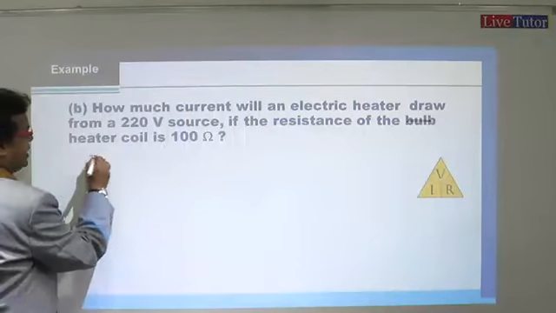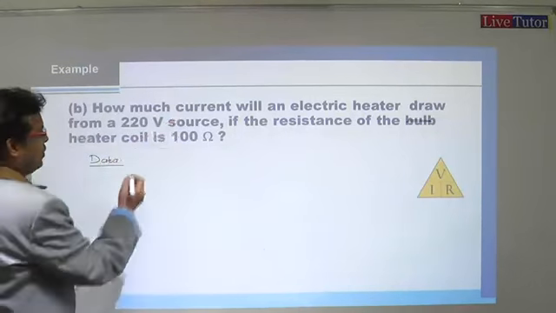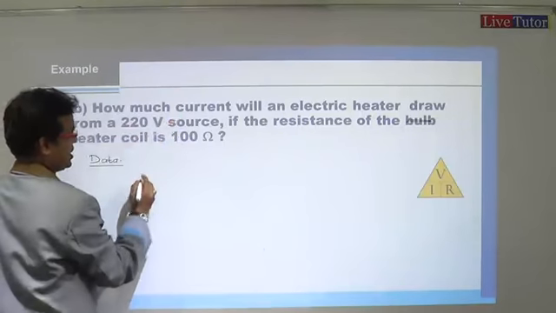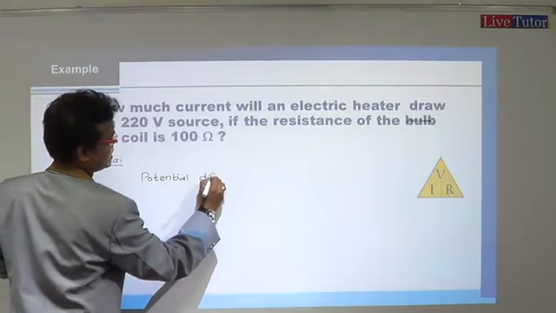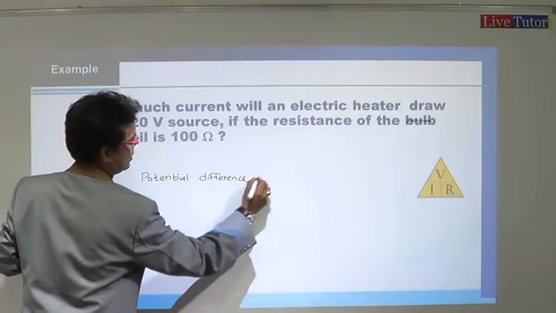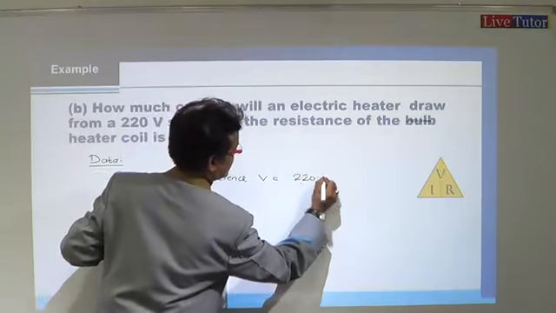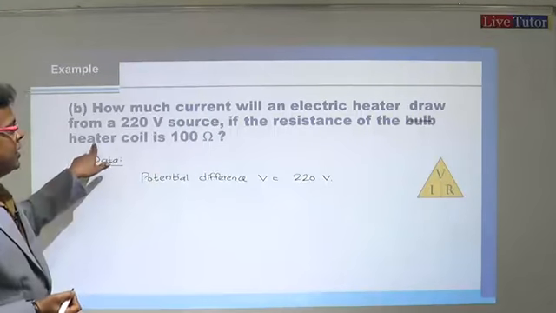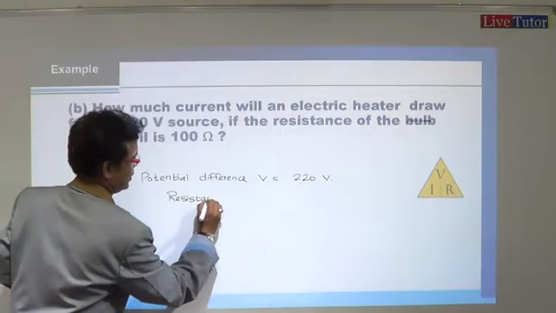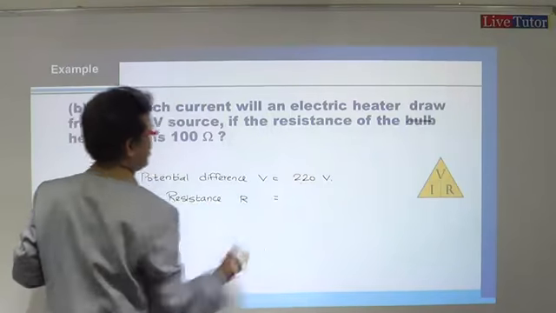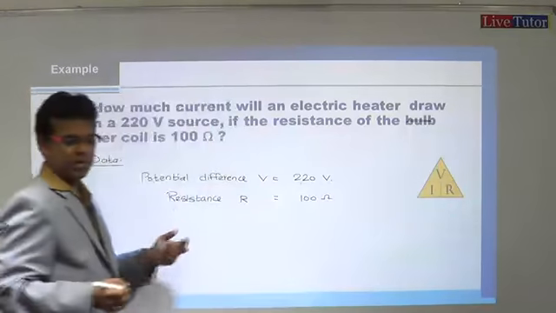So what is the data given here? Take that. First data: the source of potential difference. Write it as potential difference. V is equal to 220 volts. And the resistance of the coil. Resistance is indicated by the letter R, and the resistance of the coil is 100 ohms. Same question, similar question only.